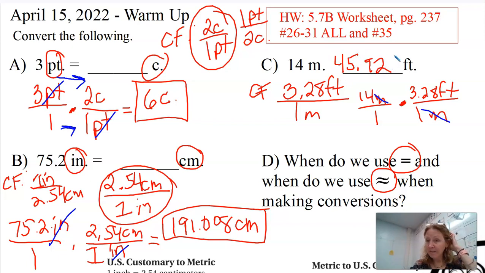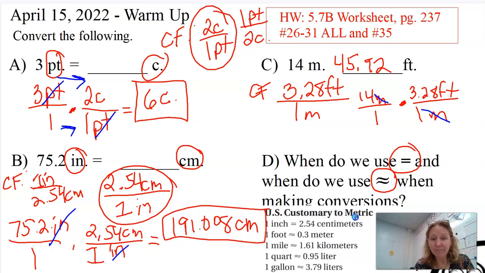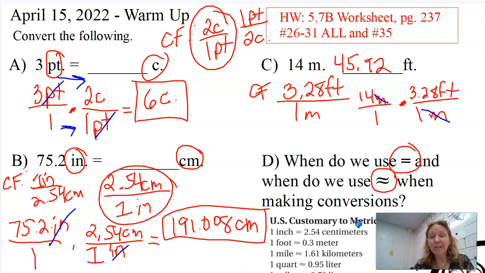Okay, so now for D, here's what I want you to think about. When you look at all of these measurements, when you see equals, it's an exact measurement. And when you see the approximate symbol, then it's approximate. So see how on this one, I used this as my conversion, and it's an exact number. So that's why my answer was an exact number.